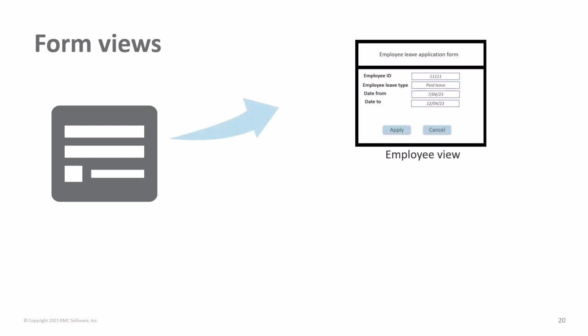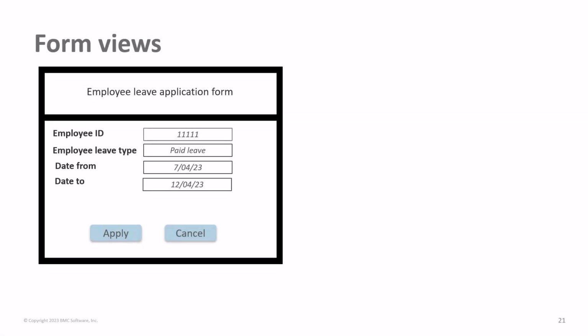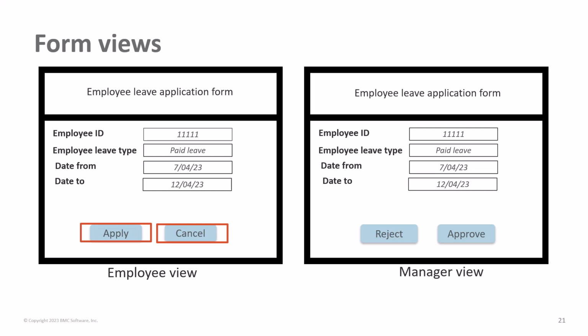Now let's understand what a form view is, and its role in AR System. You can use one form, but you can develop 2 different views for the form depending on your permissions. For example, if an employee applies for a leave, he gets to see an employee view of the form, wherein he can apply for a leave. For the same form, the manager sees the manager view to reject or approve the leave.